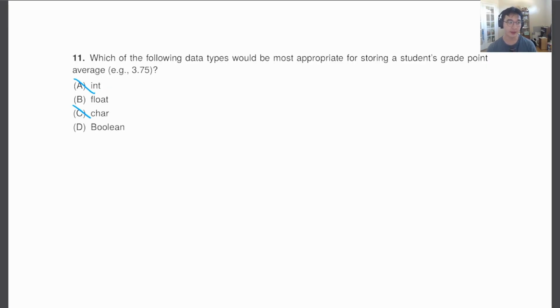D, Boolean. Boolean is either true or false, so you can't store a number, let alone a decimal. So it is going to be B, float. Again, suppose you didn't know what a float was. Then you had to put on your best test-taking strategy hat and use process of elimination to get rid of the other ones until you come to float. All right, that is question number 11.